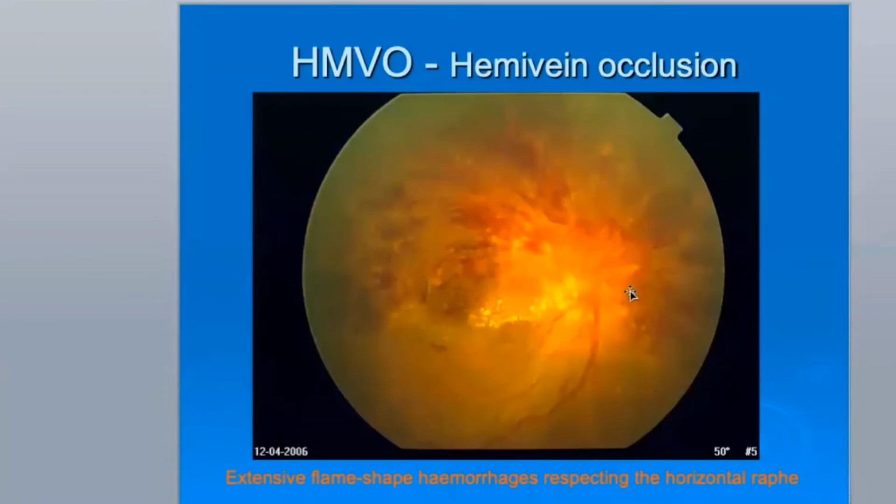Now, nampak tak ni? Can you see this? A fan-shaped looking blood vessel. What is this? This is your new vessel. So this is hemi-vein occlusion which come with all these features. Hypertensive retinopathy do not have new vessels.